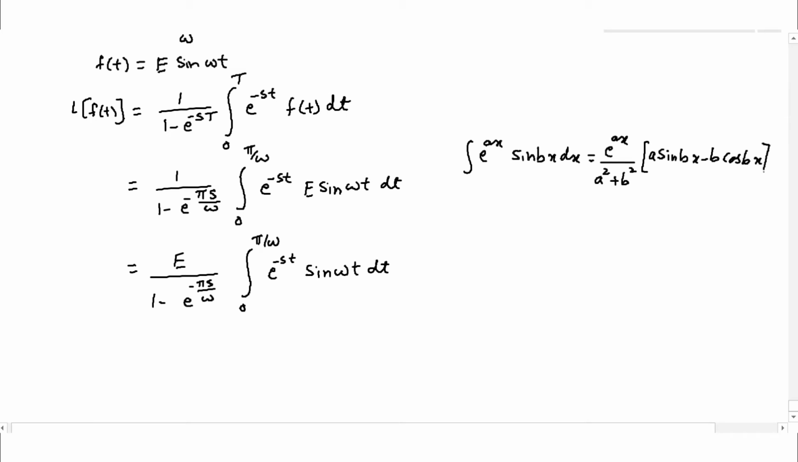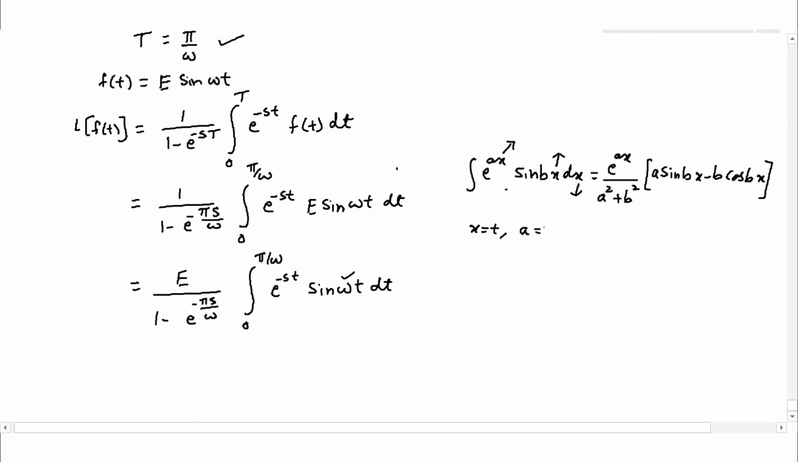So this formula you already learnt, so I'm just using this formula. If you try to compare the values over here, the x value corresponds to your value of t, because you can see it is dt, so dx. So the x value will be t, and the coefficient of t is minus s. In this case the coefficient of x is a, so the value of a will be minus of s over here.